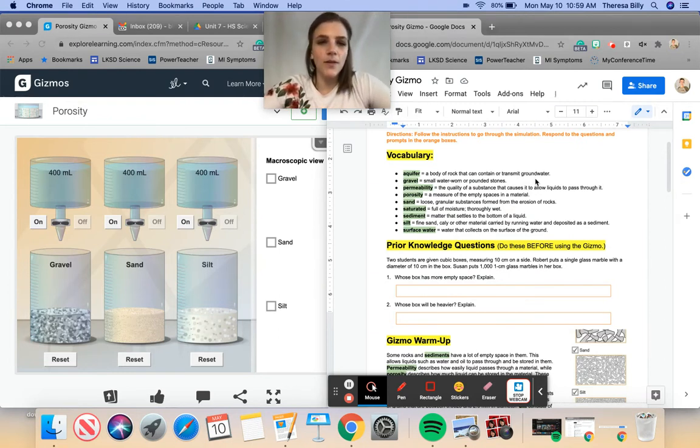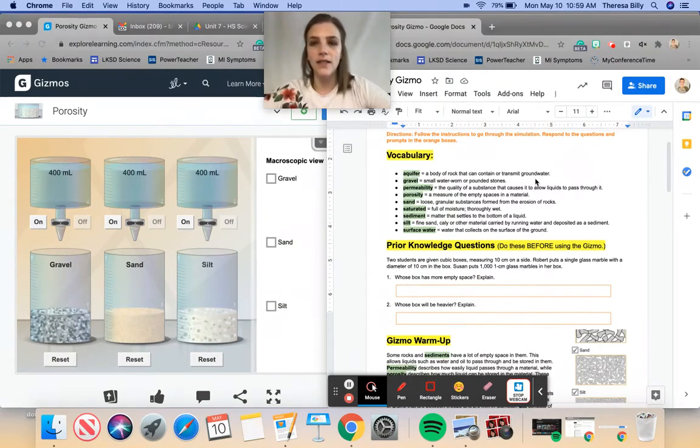Permeability is going to be a very important word for us in the next couple of days. Permeability is the quality of a substance that causes it to allow liquids to pass through it. So permeability simply means can water pass through that substance. Porosity, on the other hand, is a measure of the empty spaces within the material. So those two things, a lot of people get them confused. They think that they are the same, but they're not.